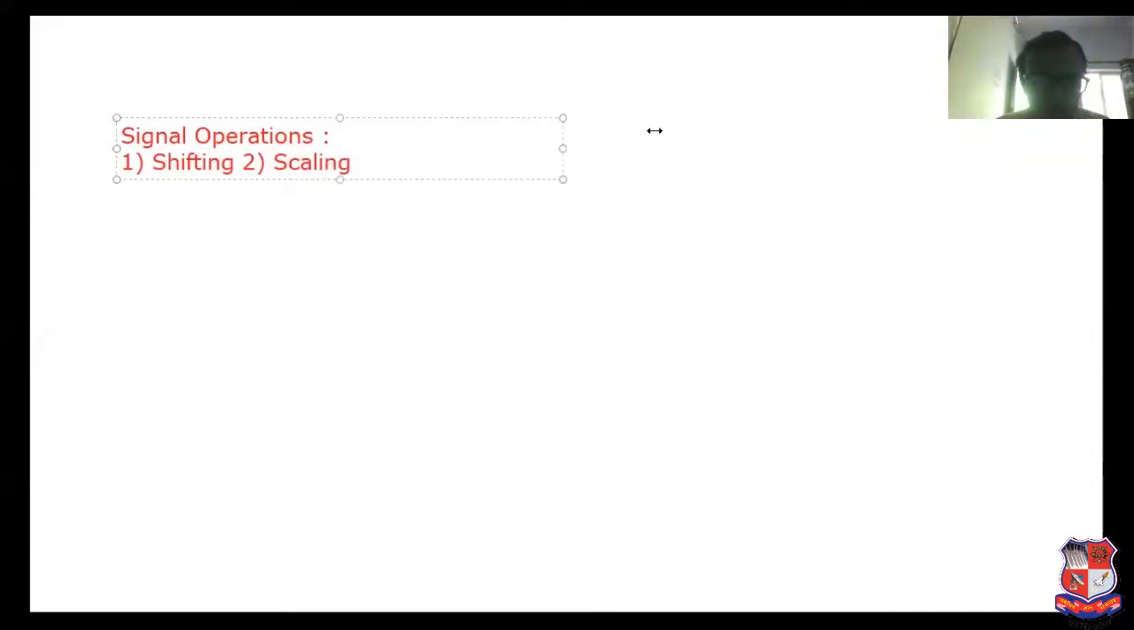In today's lecture, we have discussed an example based on the signal operation, a basic or advanced example. What is the classification of signal operation? First, it is known as shifting operation. Second, it is known as scaling operation. Third, it is known as folding operation.